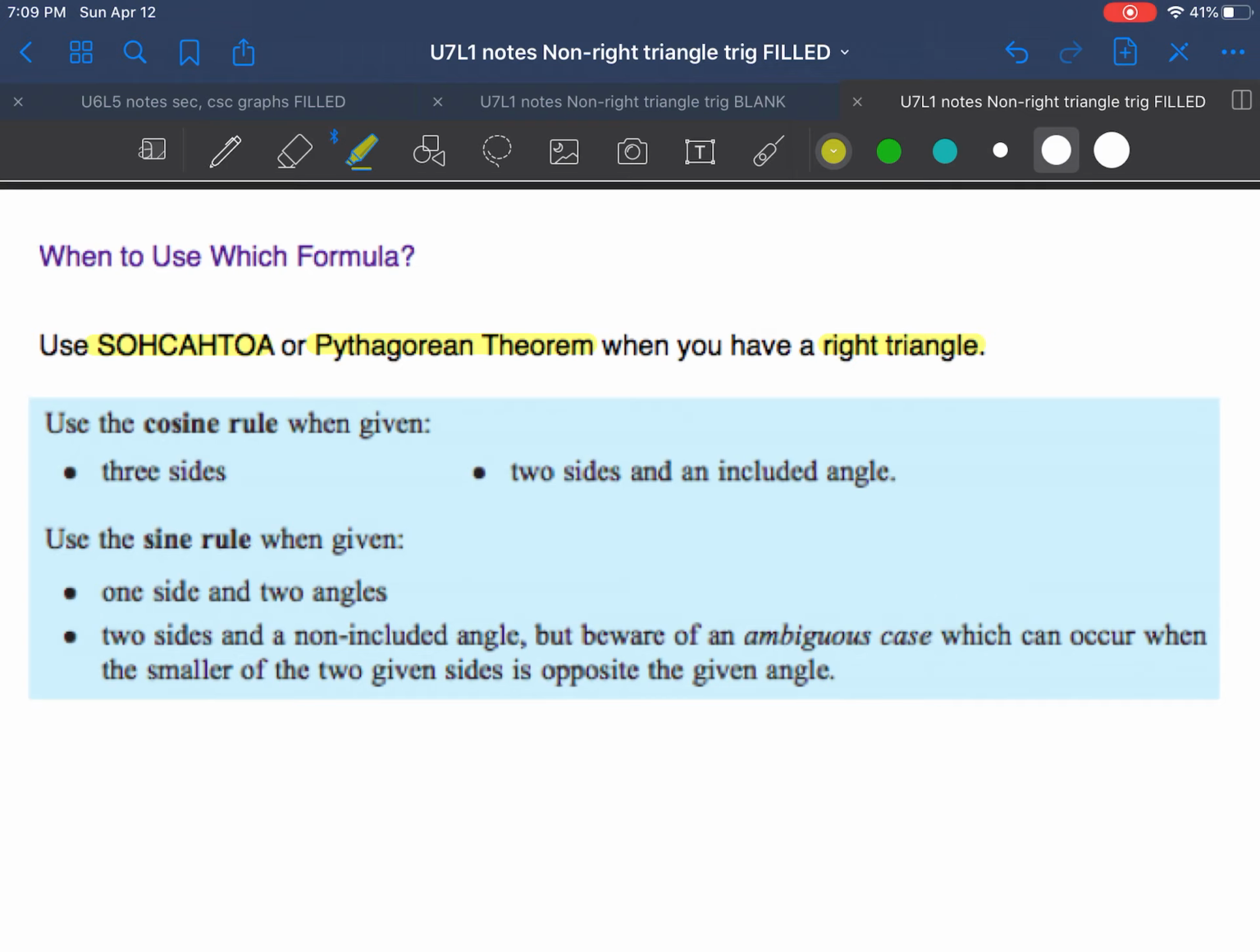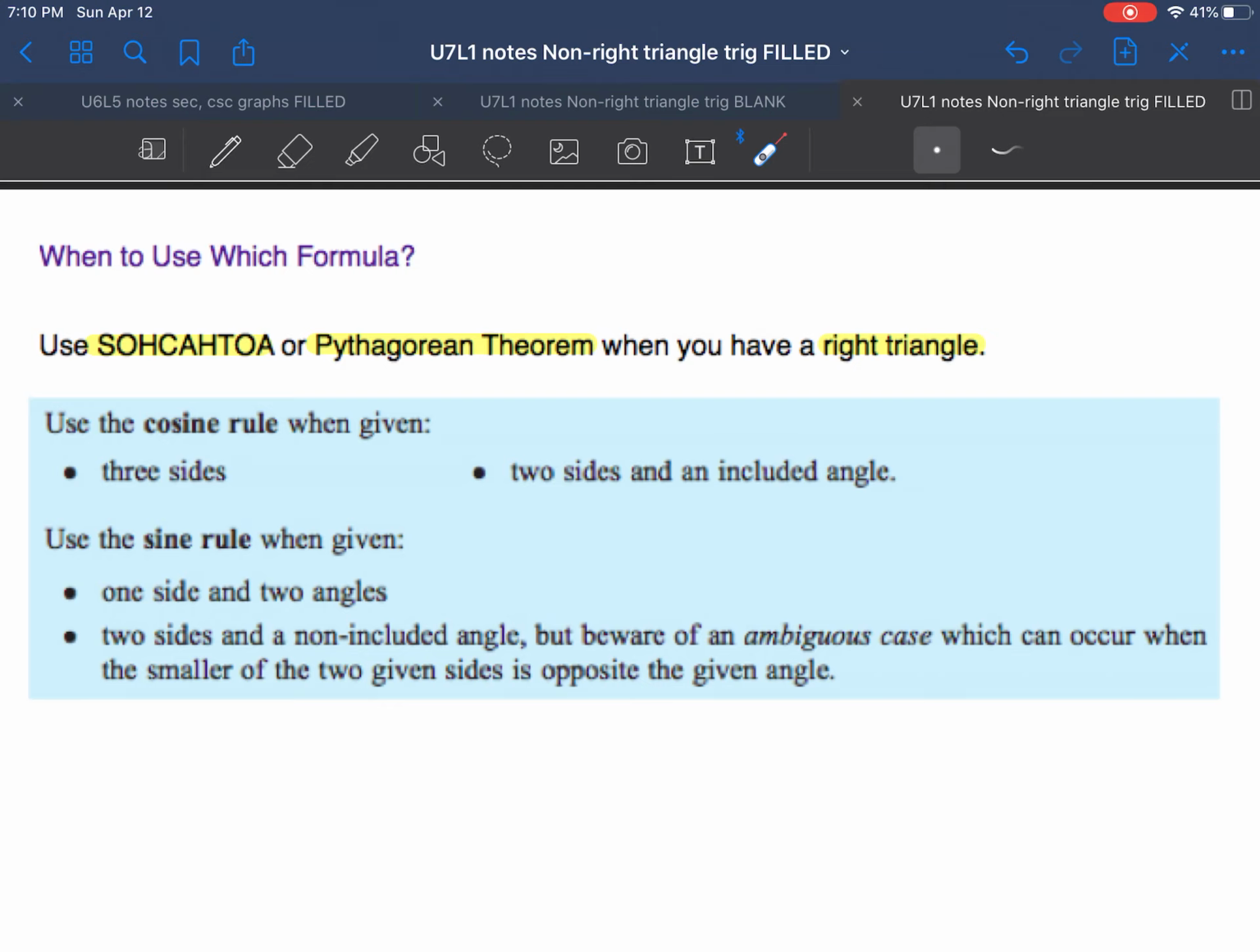cosine rule, if you have three sides, right? So you don't have an angle, you can't match up a pair. And if you have two sides and an included angle, again, in either of these cases, we don't have a corresponding side and angle. Sine rule, if we have one side and two angles, because remember, if we have two angles, really we have a third, so we have one side and its corresponding angle. And then this says two sides and a non-included angle, but be aware of ambiguous case.